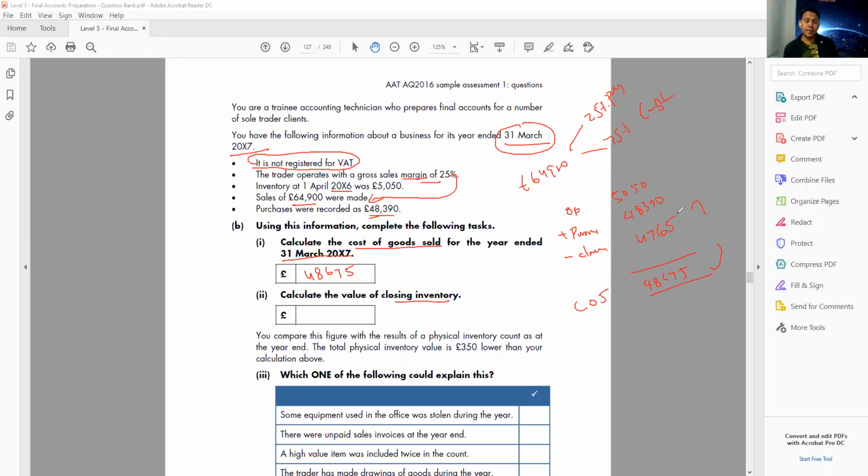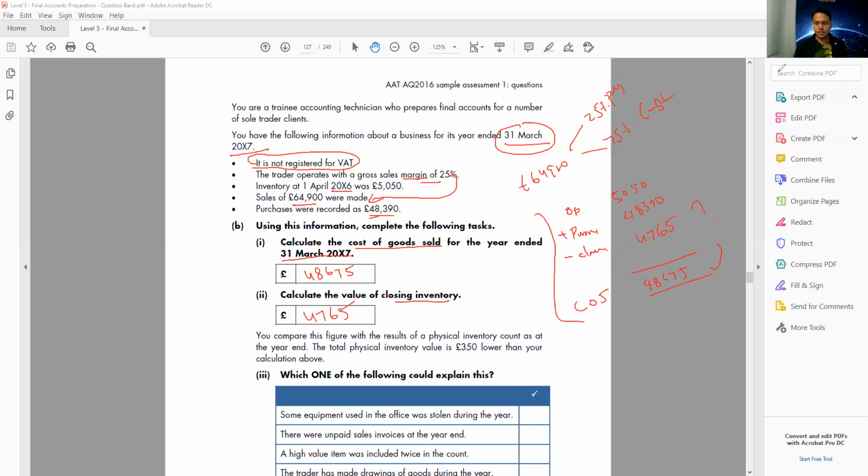It's very easy. All you need to do is remember the template: opening inventory plus purchase less closing inventory, and the missing figure, you have to find it out, whatever is missing. In the exam, that could be the opening figure missing, that could be purchase missing, that could be cost of sales missing, could be anything missing. But if you know how to get it, you can get it. So the closing inventory is 4765. Very well done.